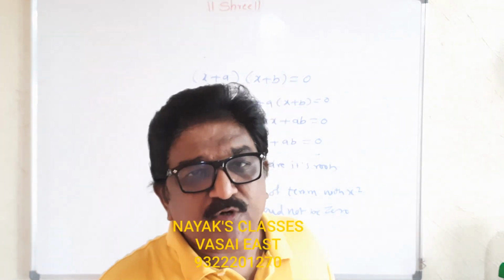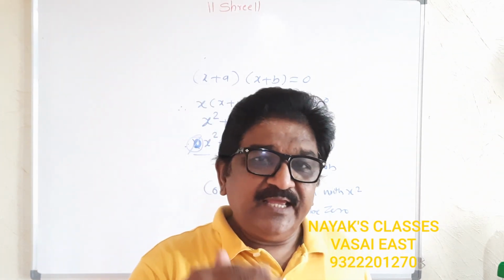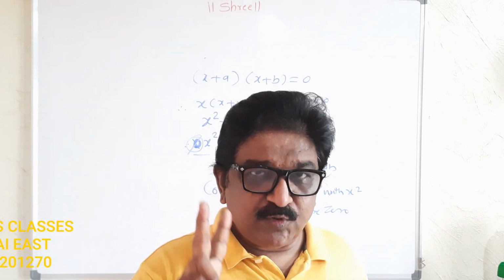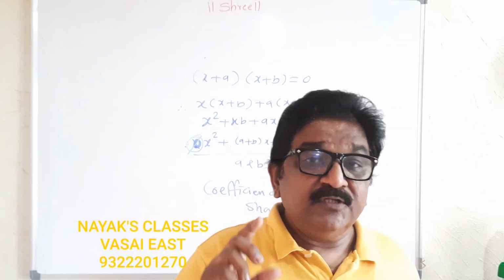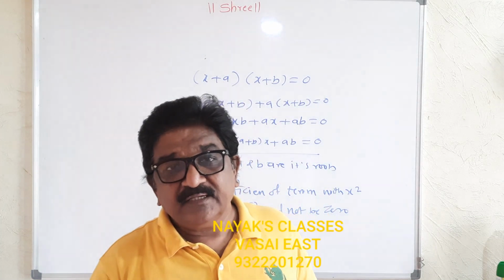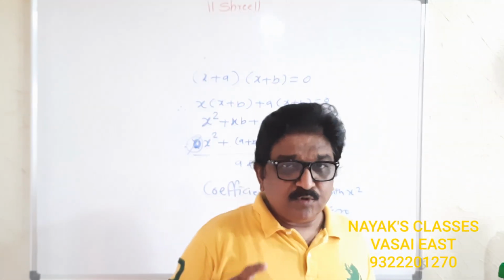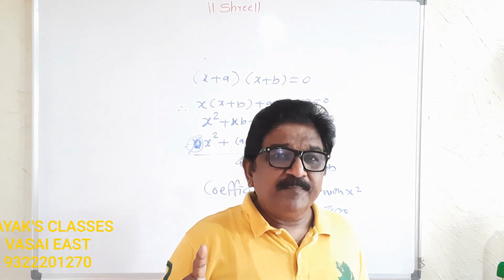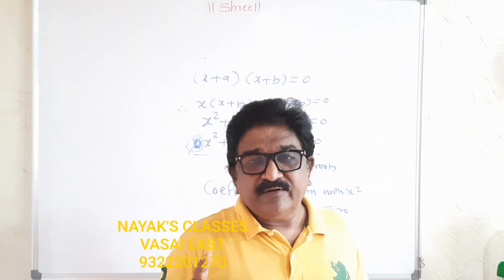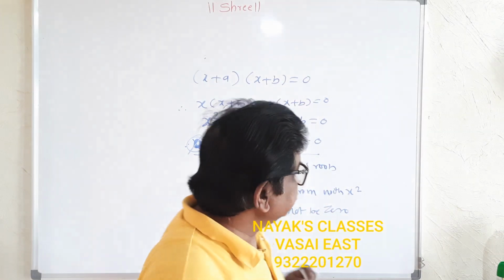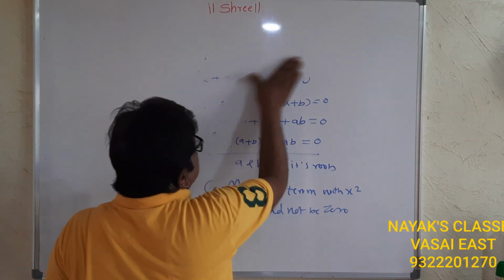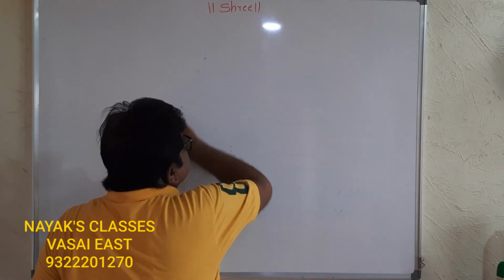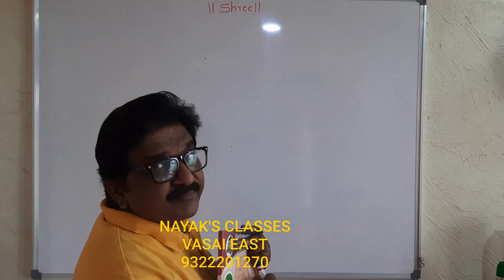How to recognize a quadratic equation? The highest degree must be 2, and the first term should not be 0. The first term should not be equal to 0. So this is the condition for quadratic equation recognition. This was opening the brackets.